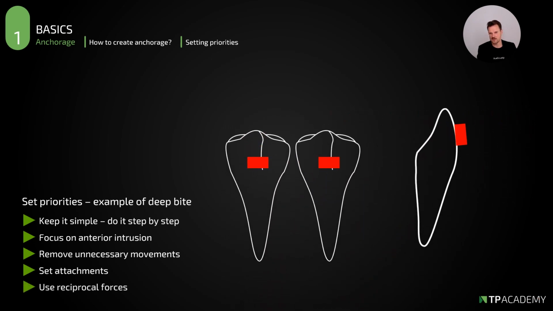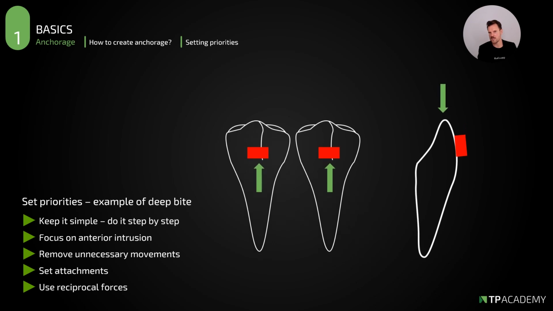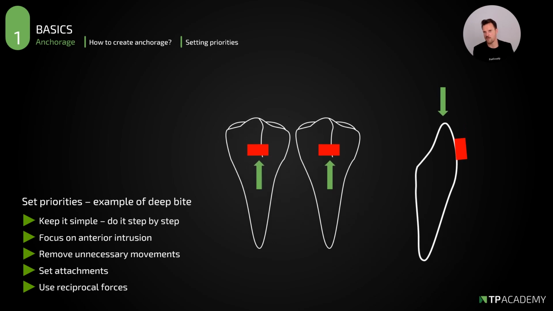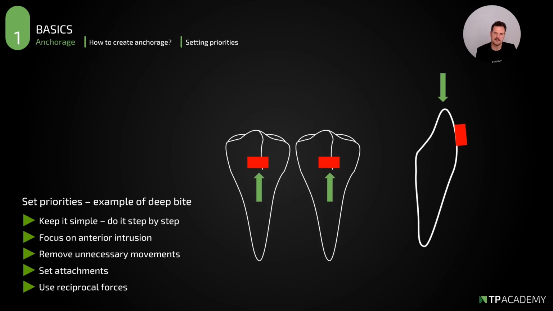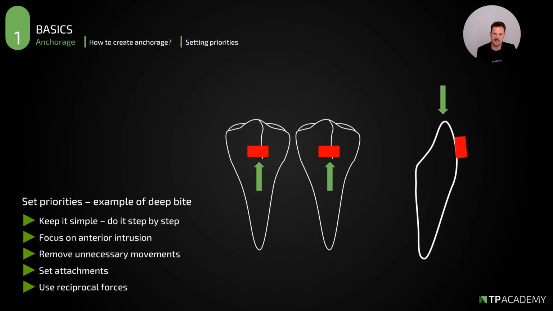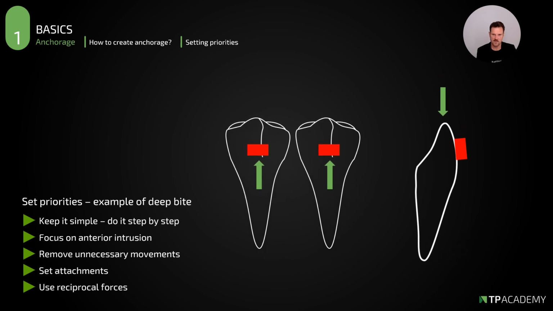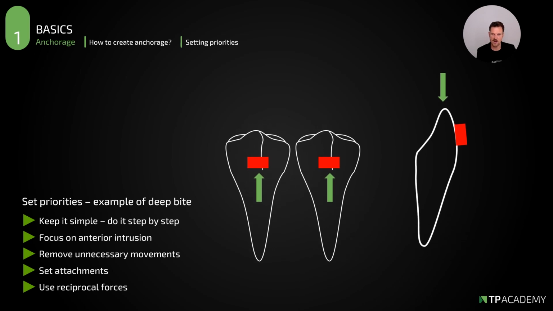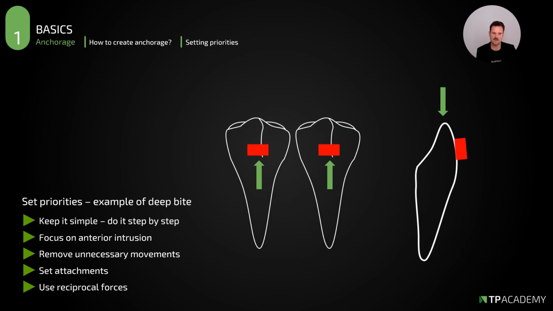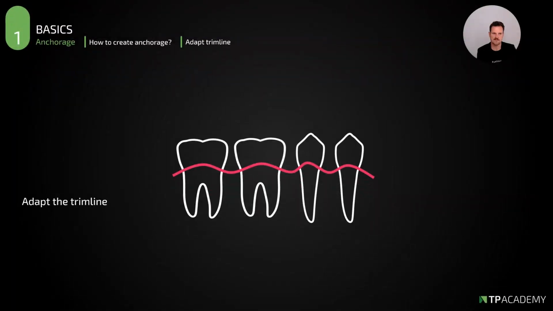So we set attachments and we use the reciprocal forces. In this particular case, for the anterior intrusion, we don't necessarily need an attachment. I will explain this in the next modules where we talk about attachments. The most important thing is that we got these reciprocal forces, that we can grab the aligners in the area of the premolars, and then we can give the power to the anteriors for the anterior intrusion.